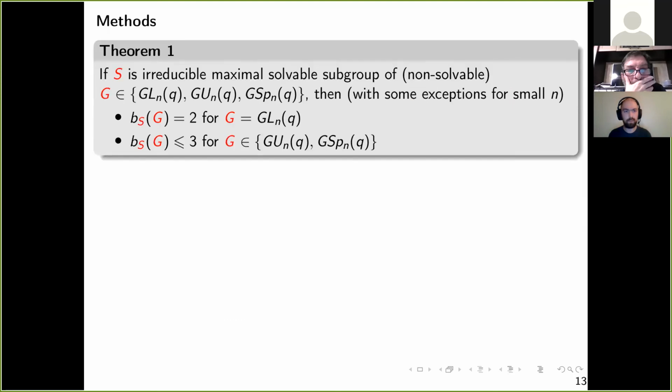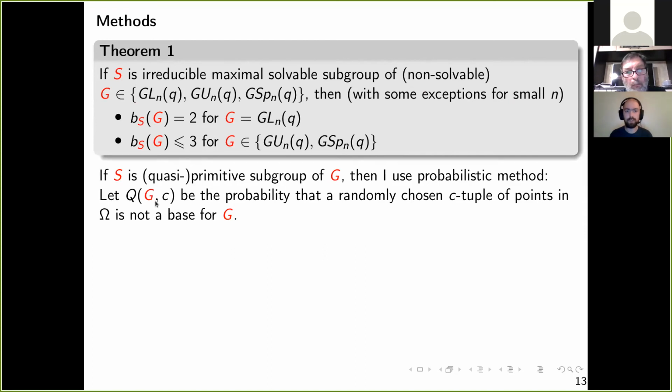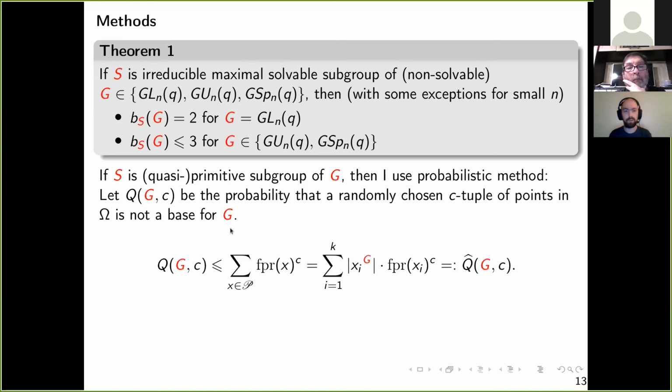So let's start with theorem one. Here, for the basic case, when S is a primitive, linearly primitive subgroup of G, or quasi-primitive, it doesn't really matter what exactly it means, you can think about primitive subgroups, then I use the probabilistic method. So let Q(G,c) be the probability that a randomly chosen c-tuple of points in Omega is not a base of G. Of course, if we can show that this probability is less than one, it means that there is a c-tuple which is a base for G.